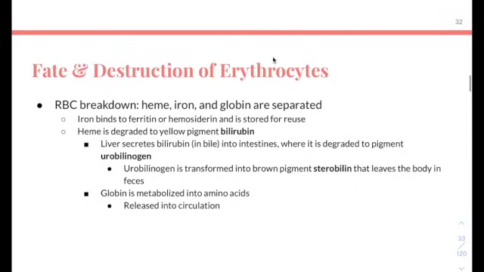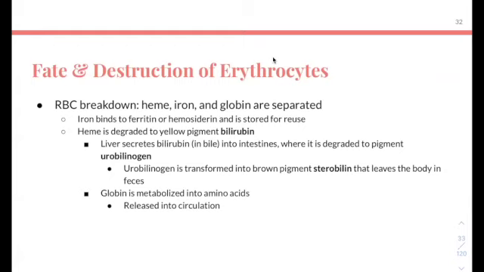When they are broken down, we end up with heme, iron, and globin. They're all separated apart. That iron will bind to ferritin or hemosiderin, and then it's stored. I said ferritin is known as a stored form of iron, so that's where the iron from destroyed red blood cells goes. Heme is degraded into a yellow pigment.